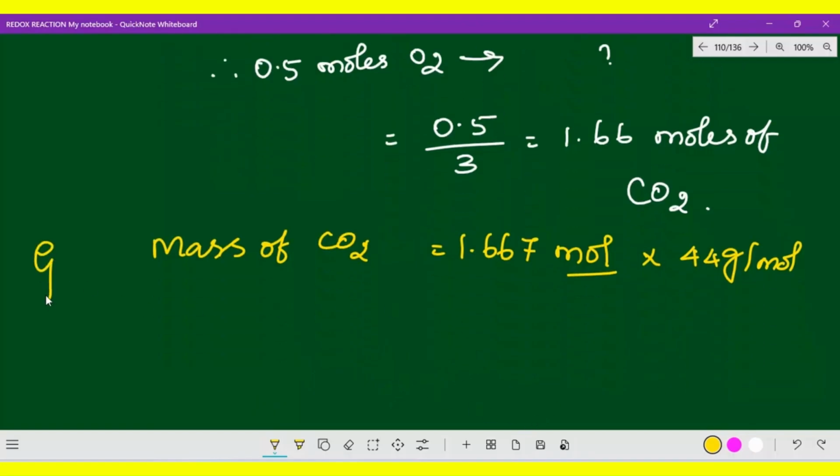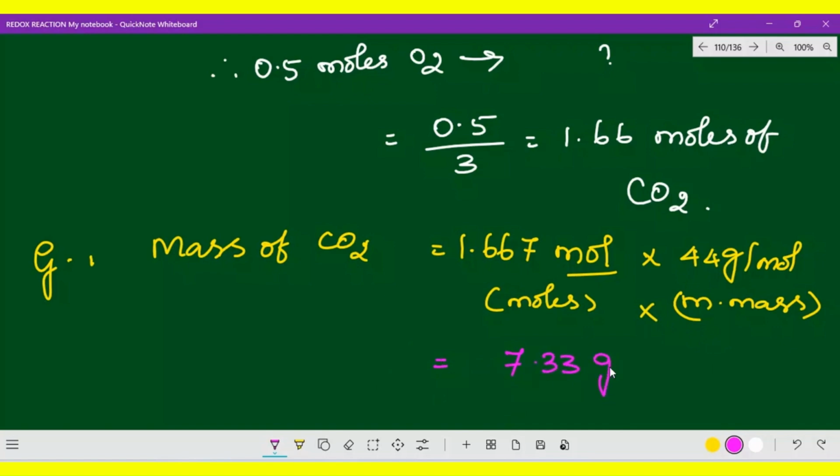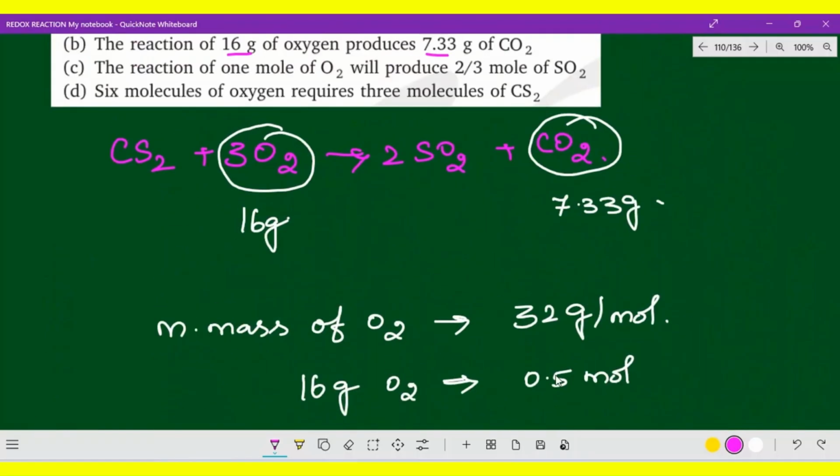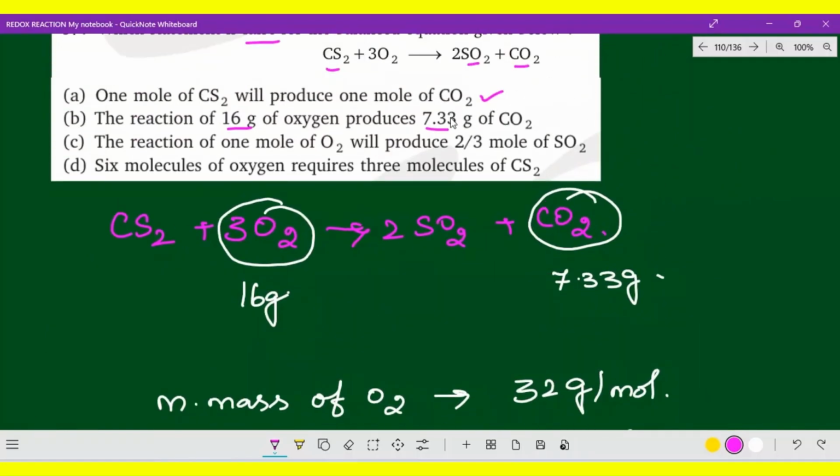So this is the given mass of carbon dioxide, which is moles into molecular mass. I hope you got the clarity. When you calculate these two, you'll get 7.33 grams. So this is the given mass. So in that question, 16 gram of oxygen can produce 7.33 gram of carbon dioxide. This is also correct.